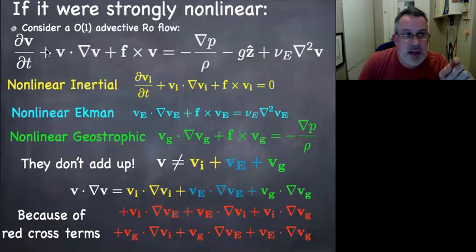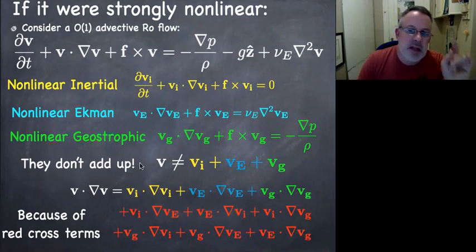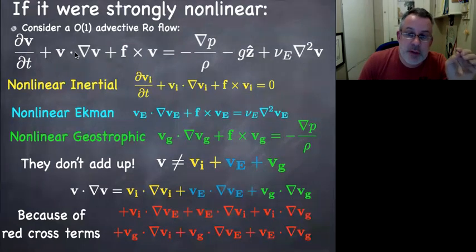When we put that v dot grad v term back in, we have a problem, because the vi dot grad vi plus the ve dot grad ve plus the vg dot grad vg term surely does not add up to the sum of those three terms. We're missing all of these cross terms in red below. This nonlinear term invalidates the principle of superposition. Superposition is what I was just describing, where we just add the different velocity fields to each other.